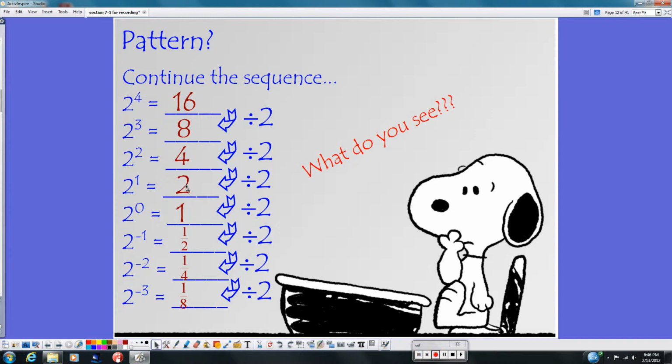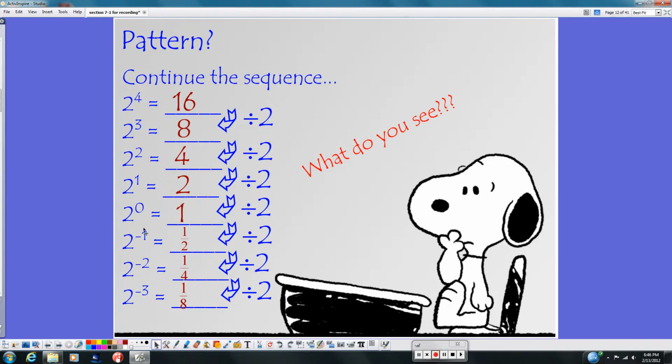Now the pattern has to keep going, so I'd have to take 2 divided by 2 to get my next number, which is 1, 1 divided by 2 to get my next number, which is 1/2, 1/2 divided by 2 to get the next one, which is 1/4, and 1/4 divided by 2, which is 1/8. Now do you notice anything in particular about these numbers here?